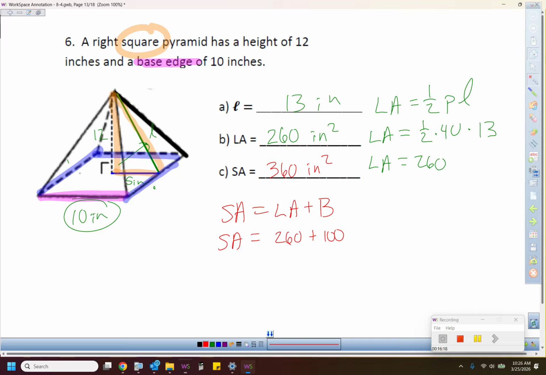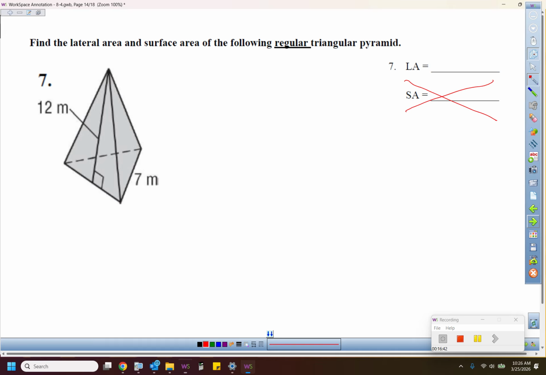When we put some story problems to it, it'll make a lot more sense, but we've got to do the basics before we put some story problems to it. Are we cool with the right triangles in the shape? They're hard to see sometimes, like where they're at. Right? Perimeter of the base. Cool. We're going to cross out the surface area part of this bad boy and only do the lateral area.